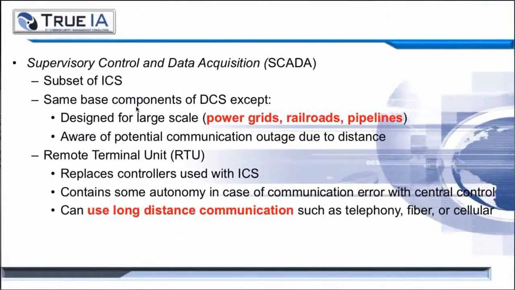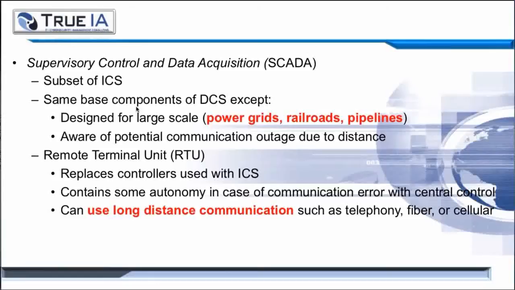So a smaller yet somewhat related subset of these types of systems are called SCADA, Supervisory Control and Data Acquisition Systems. The same base components of the DCS, except they're designed on a much grander scale. Power grids, railroads, pipelines, nuclear power plants. Here you'll find remote terminal units. They take the place of the controllers that you saw in the ICSs. They can use long-distance communications for telephony services or fiber or even cellular.